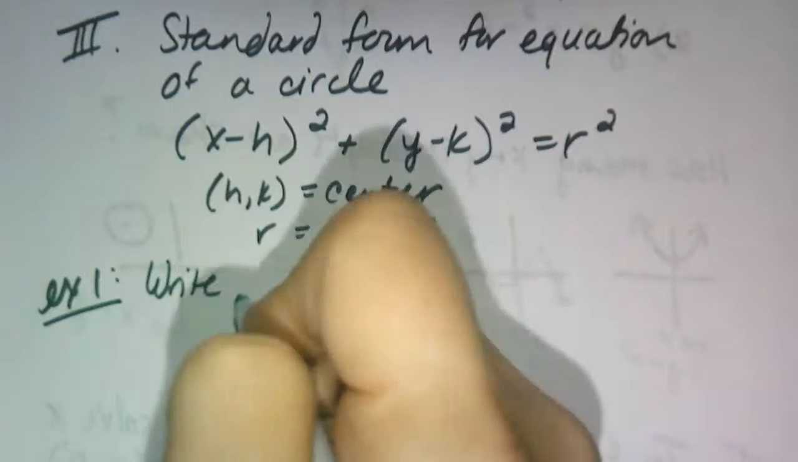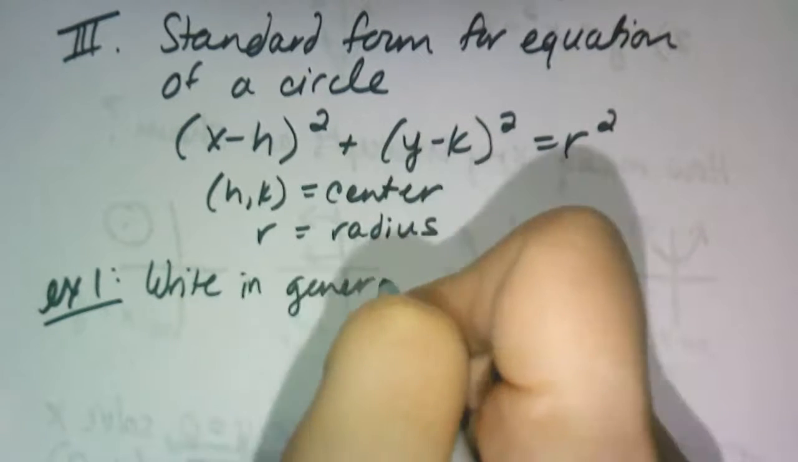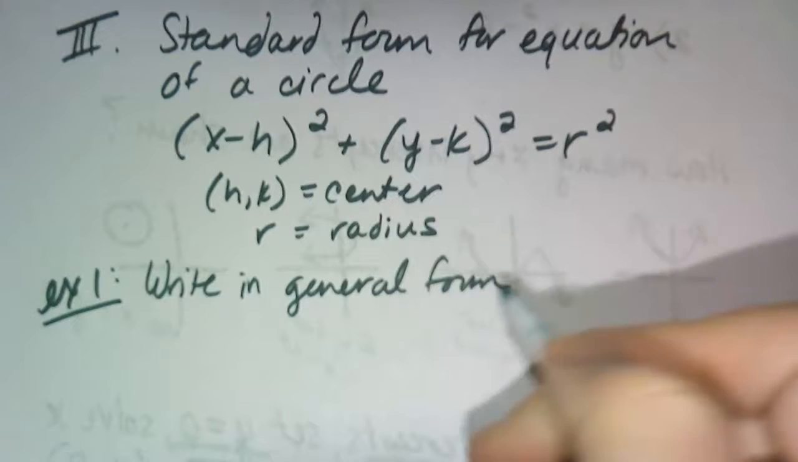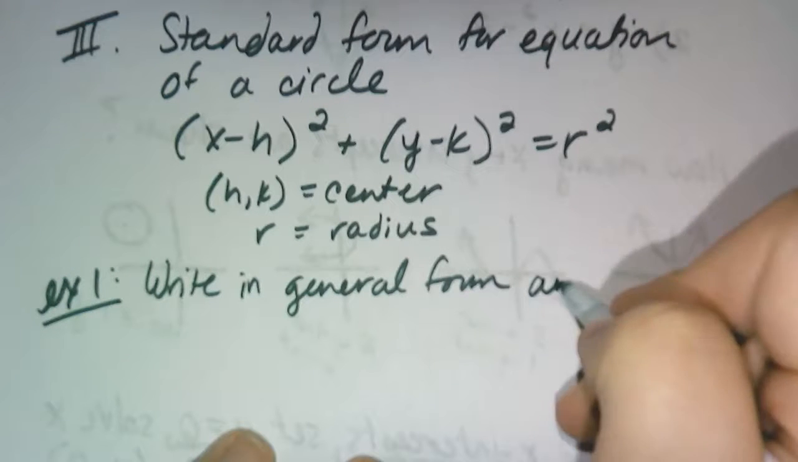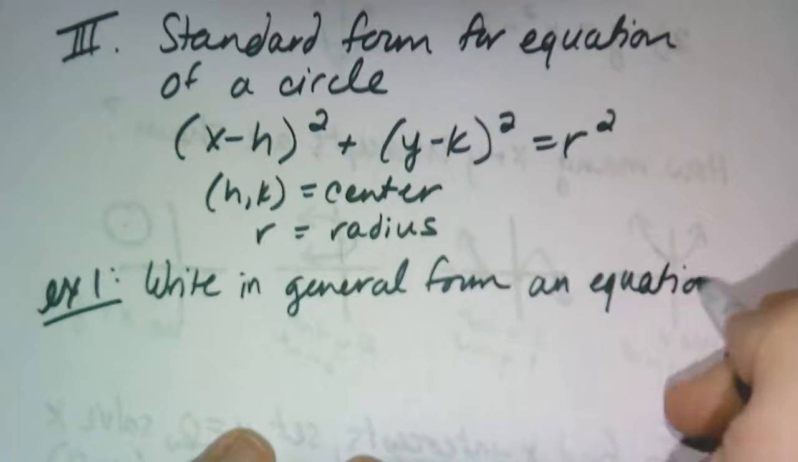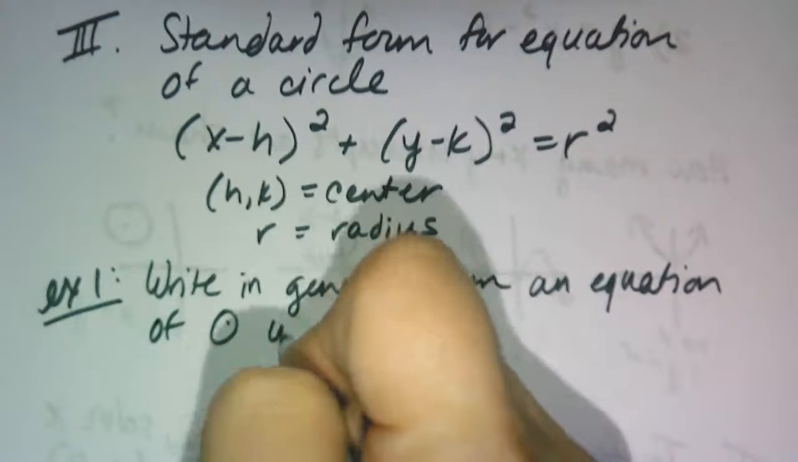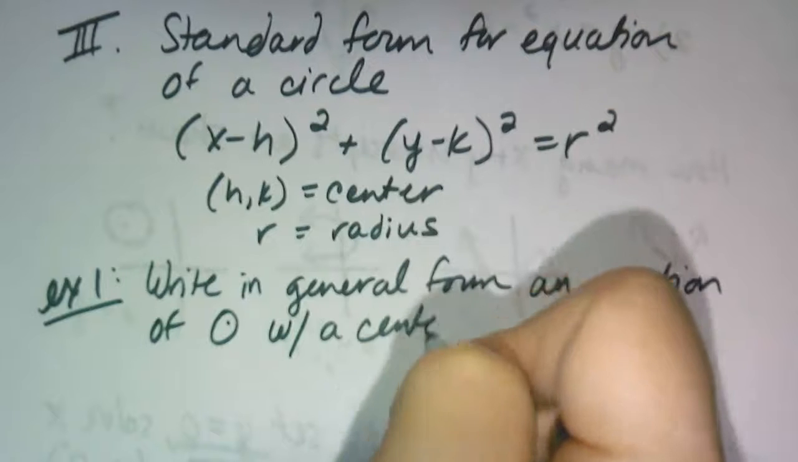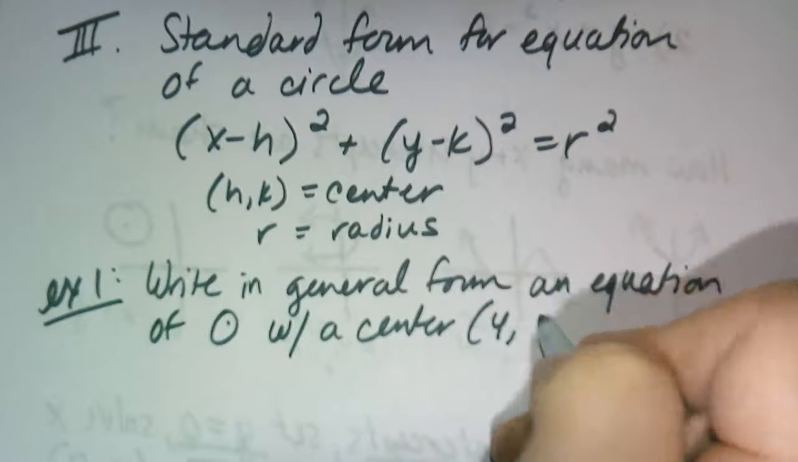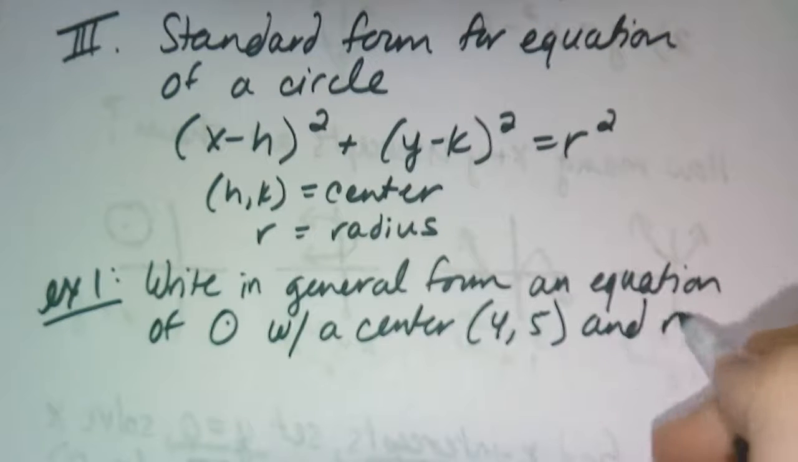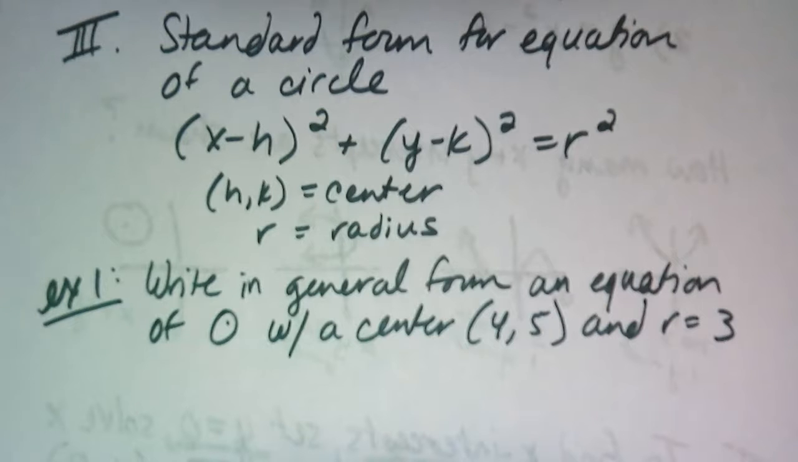Write in general form, so I'm already changing it up on you, an equation of a circle with a center 4, 5, and radius 3. So the first one is really easy.